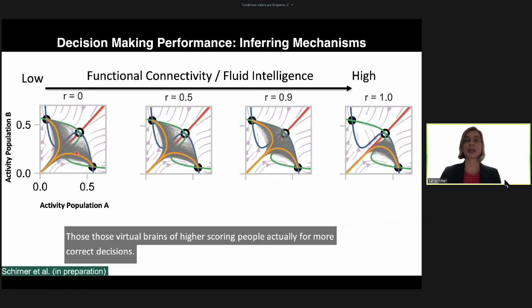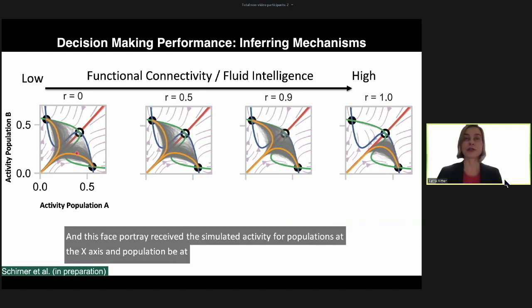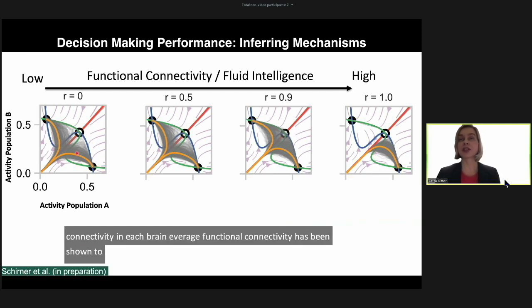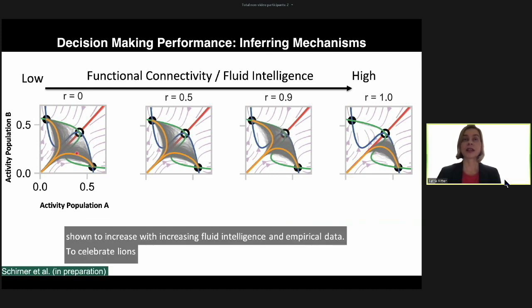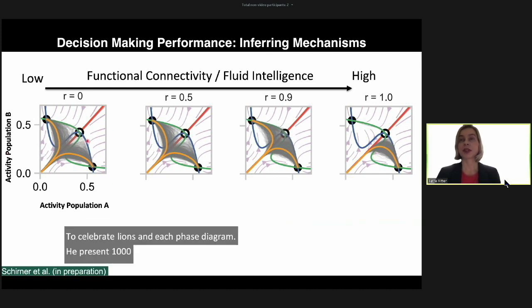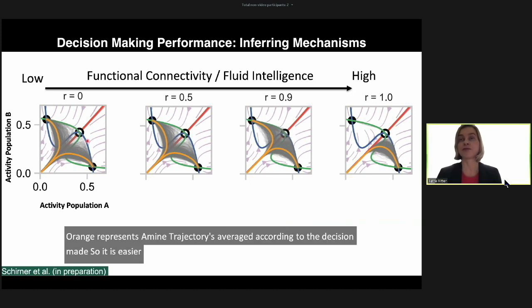In this phase portrait, we see the simulated activity for population A at the x-axis and population B at the y-axis for 4 different brains. The correlation parameter R indicates the strength of functional connectivity in each brain. Average functional connectivity has been shown to increase with increasing fluid intelligence in empirical data. The thin gray lines in each phase diagram represent 1,000 simulations. Orange represents the mean trajectories averaged according to the decision made, that is either for A or for B.